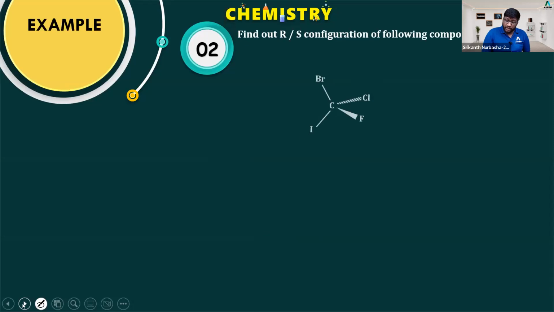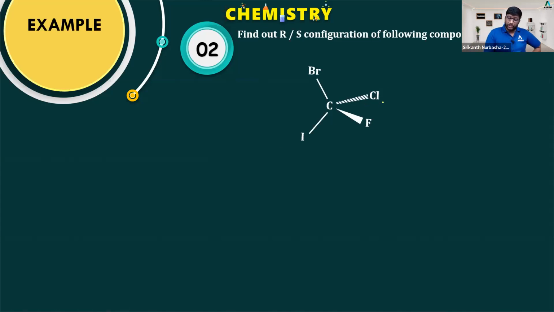Find RS configuration of the following compound. This particular compound, whatever they have given to you, find RS. How to do this? First, fourth priority should be fluorine because it has the lowest atomic number. Fluorine is not on the dash line, so it is on the wedge line. So I have to make fluorine go into the dash line. How can we do this?